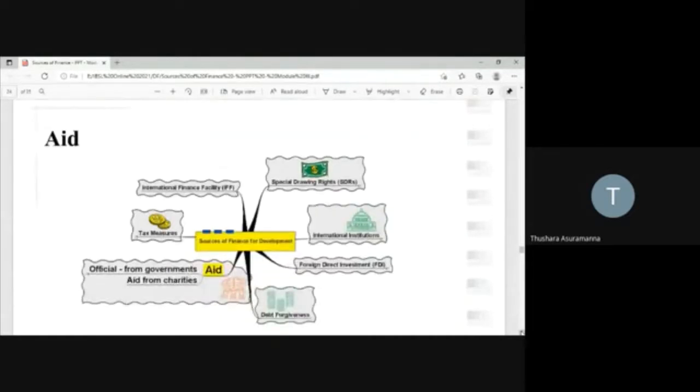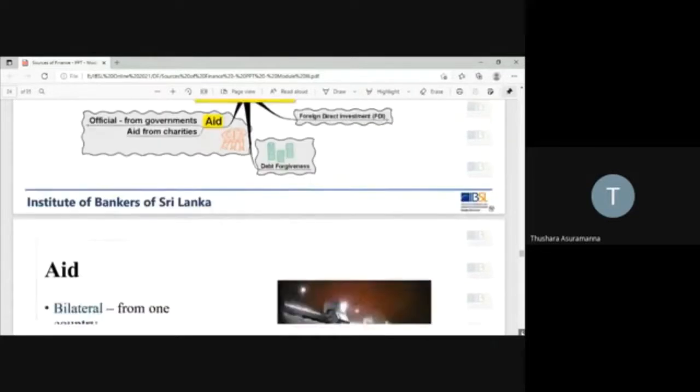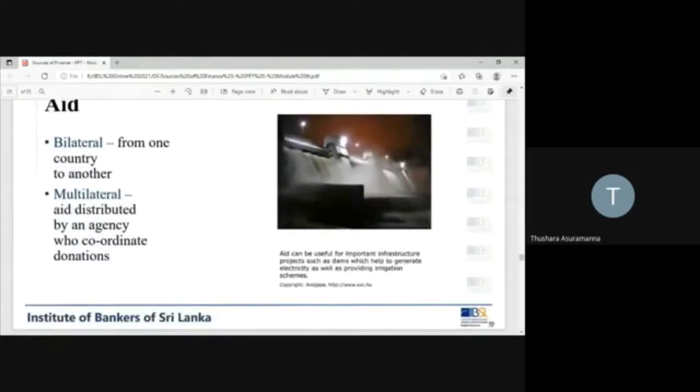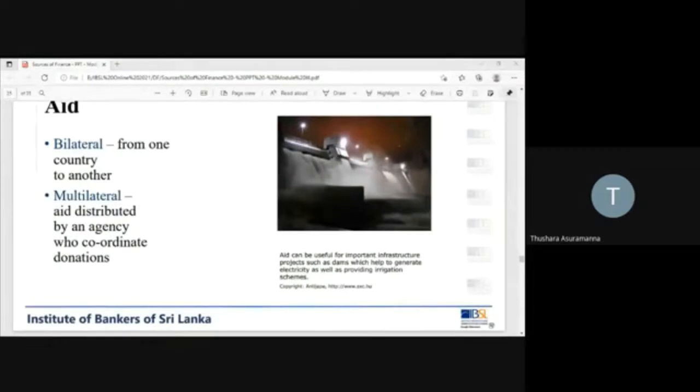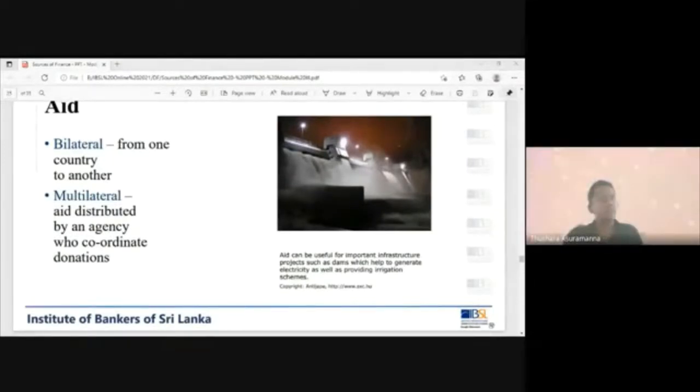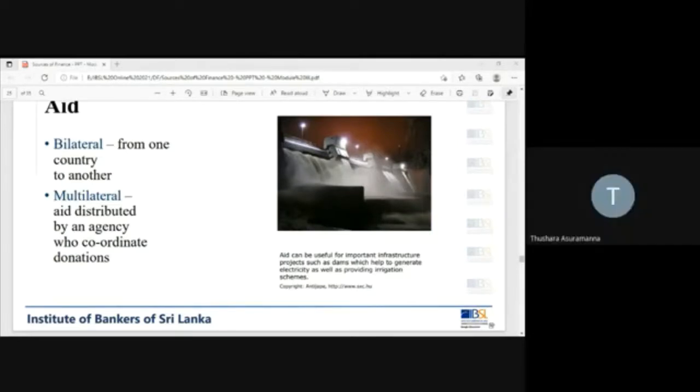Then number 8, aid. This is again very important. It could be bilateral, it could be multilateral. Aid is very useful, and you need to be very careful when getting aid also. Why? It has some strings coming with those aid donations.